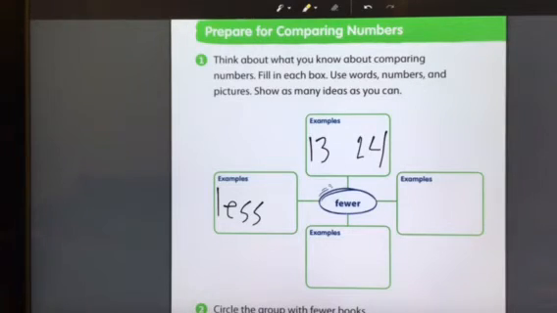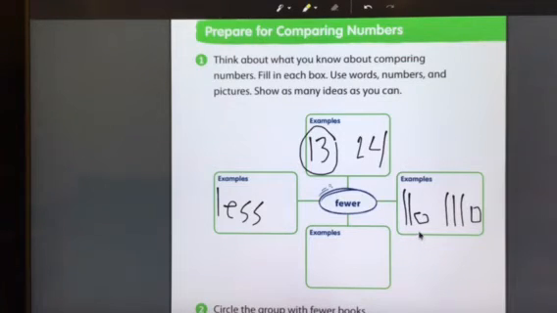Which of those is fewer? When I look in the tens place, this has 1 10 and this one has 2 10s. I know that 1 is fewer than 2, therefore 13 is fewer than 24. Next, I'm going to use a picture. I'm going to use 10s and 1s to draw my picture. First, I'm going to draw 2 10s and 1 1. Then I'm going to draw 3 10s and 1 1.